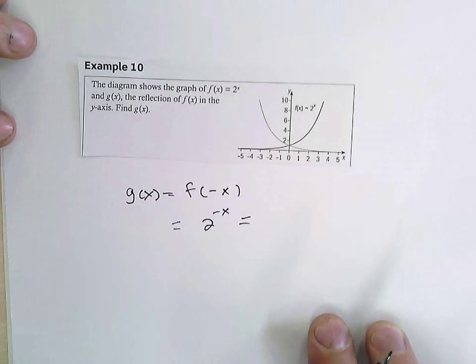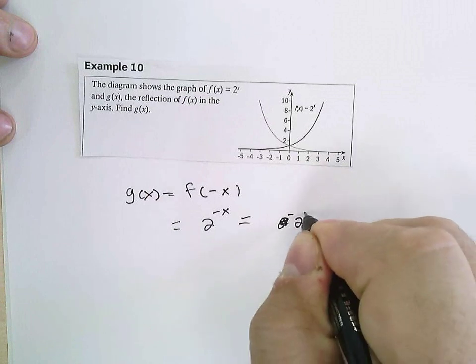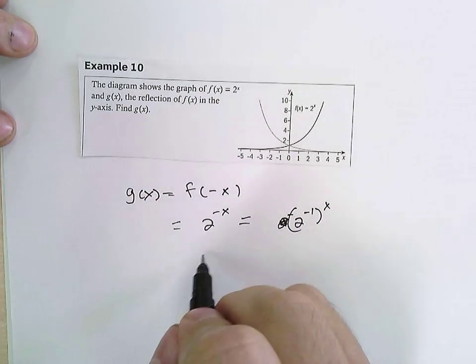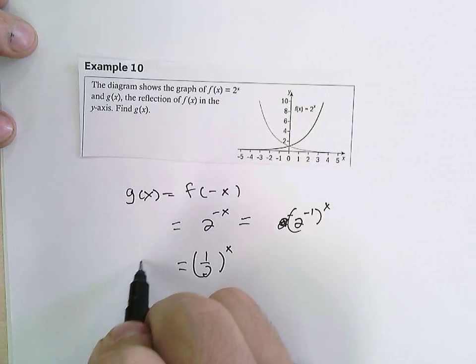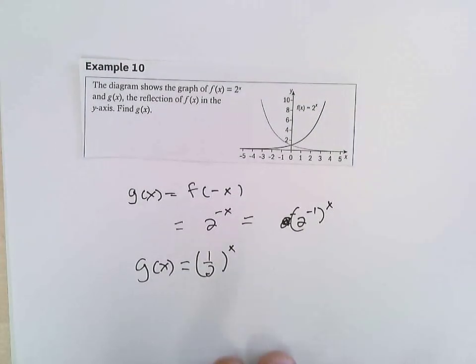Well, that's going to be equal to 2 to the negative 1, to the x power. What's that equal to? That's equal to 1/2 to the x. So I know that g of x is equal to 1/2 to the x. And there you go.